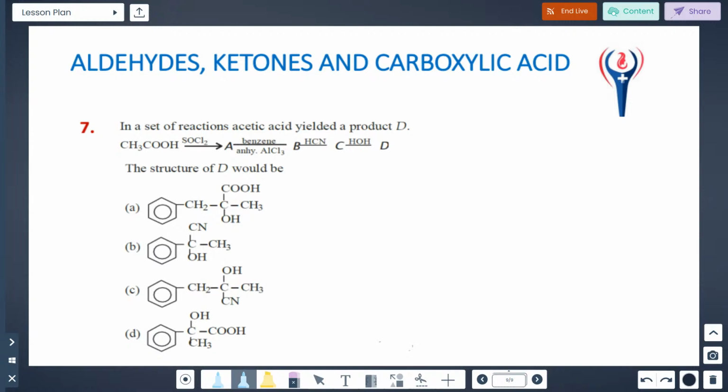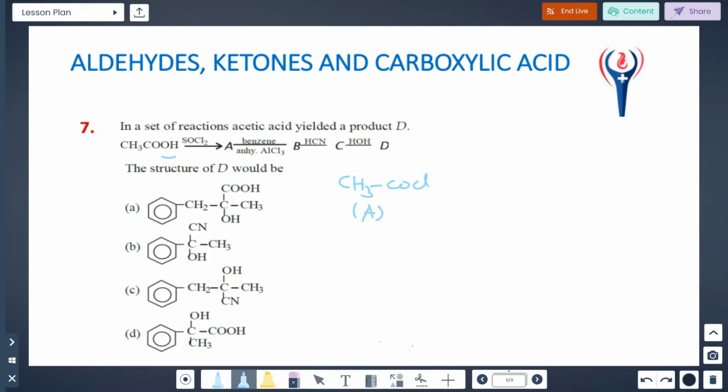Simple one. CH3COOH with SOCl2. Thionyl chloride, HCl, PCl5, PCl3: any halogen compound is added. What's the use of this? It replaces the OH group by Cl. So then the compound A is CH3COCl. Understood? I start from compound A. Right, A is this one.